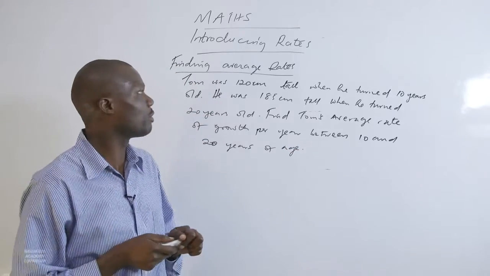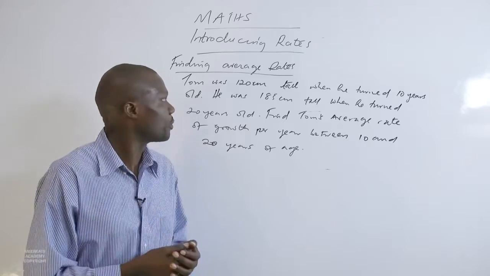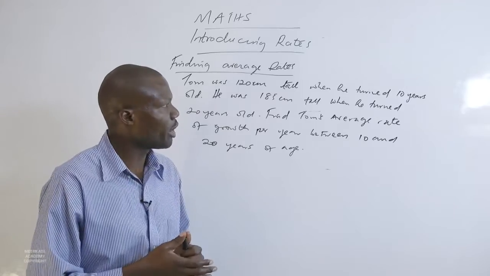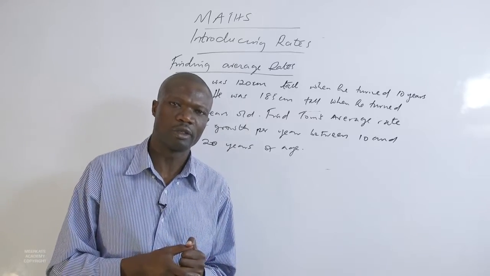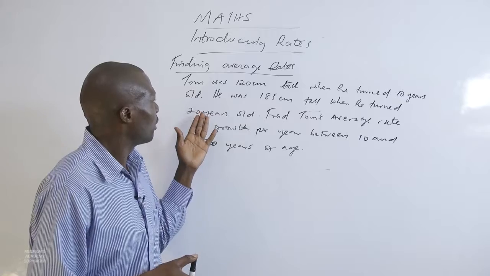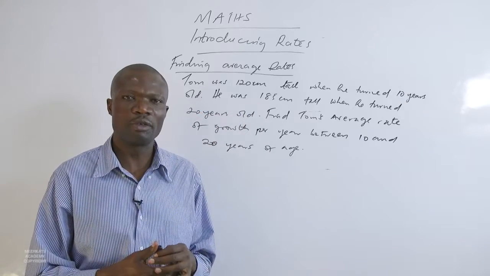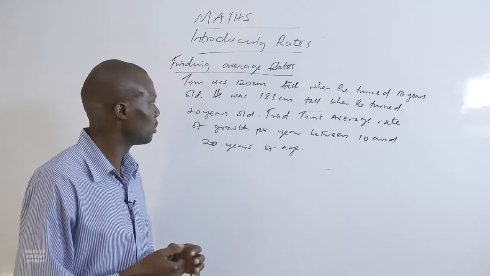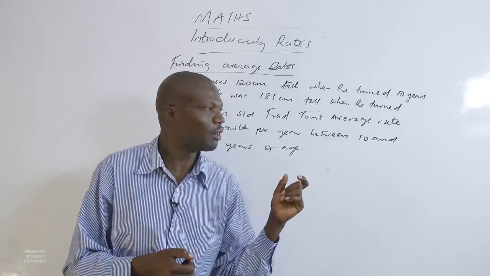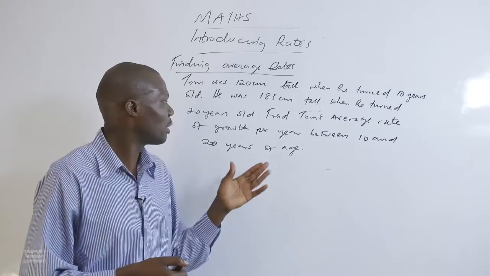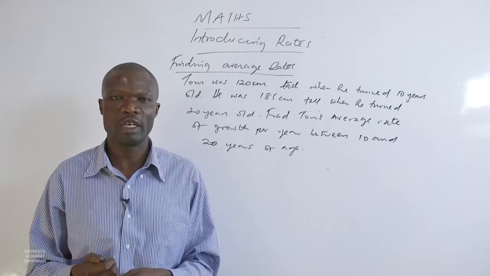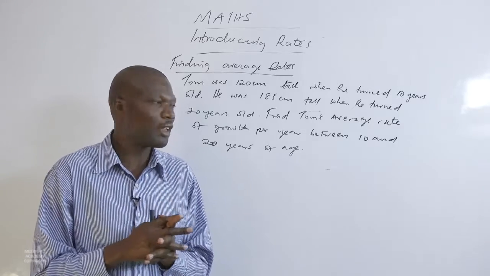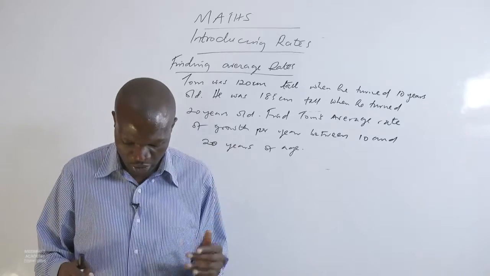Looking at this question about finding the average rate, Tom was 120 centimeters tall when he turned 10 years. He was 185 centimeters tall when he turned 20 years old. Find Tom's average rate of growth per year between 10 and 20 years of age. What is his average rate of growth?